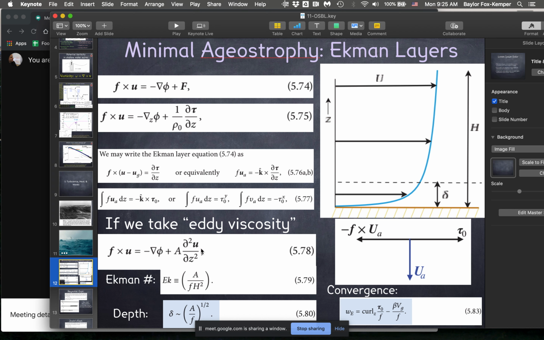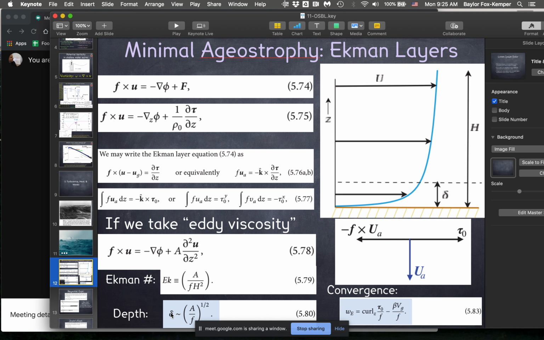We can solve that problem if we took a constant eddy viscosity, which is what Ekman did. With that eddy viscosity in place, you can make the Ekman number, which essentially measures how important the friction term is versus the geostrophic term, the Coriolis force. That's the Ekman number. Of course, the Ekman number is going to be order 1 across this boundary layer. The frictional term needs to be as important as the Coriolis term in order to have this balance between these terms.